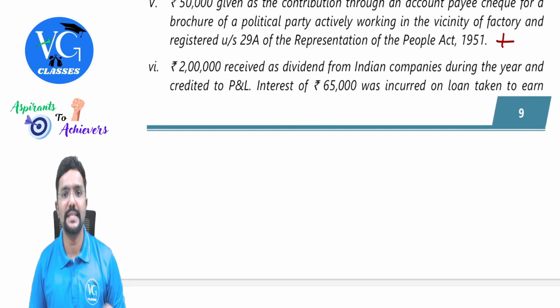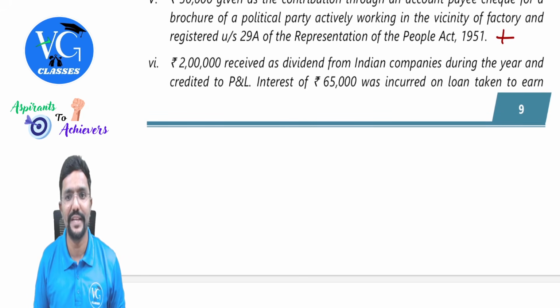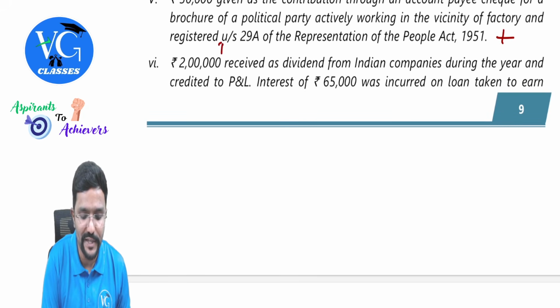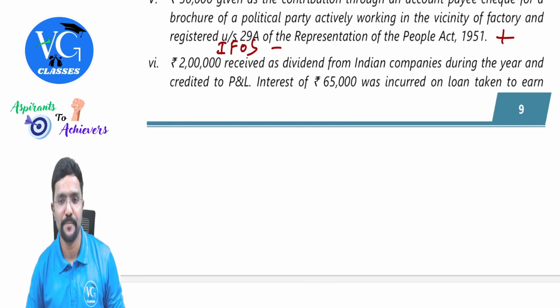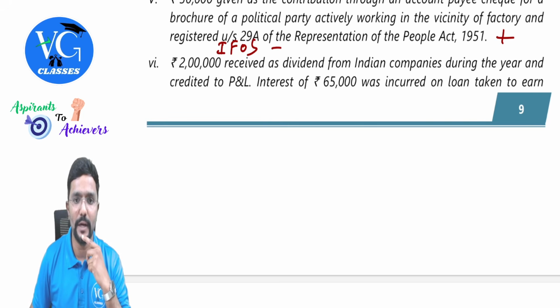Next, 2 lakh received as dividend from Indian companies during the year. This is taxable under IFOS, guys. So as it is already credited, what should I do? Deduct it. And it was credited to the P&L account.